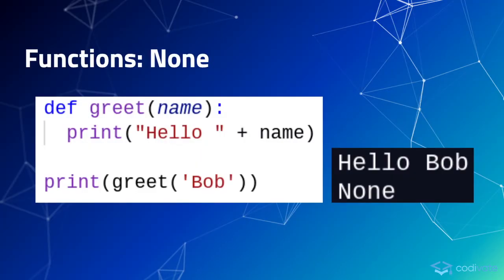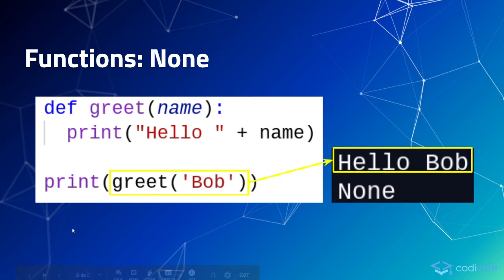Okay, so this is an interesting thing if we combine some of the things we learned. If we have a function that does not return anything, and we try to print the call to the function, this is what would happen. The fact that we call the function greet Bob would print hello Bob. Greet Bob, Bob gets assigned to this name variable, and we print hello plus the name variable, which has a value of Bob. So this would print hello Bob.